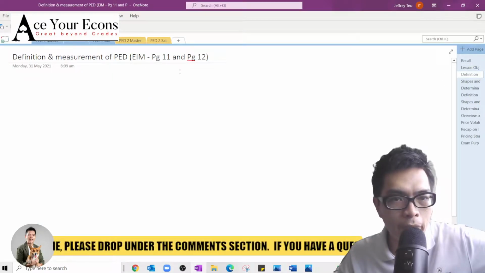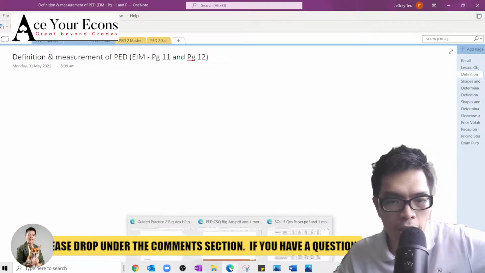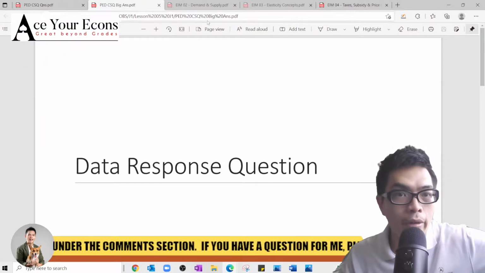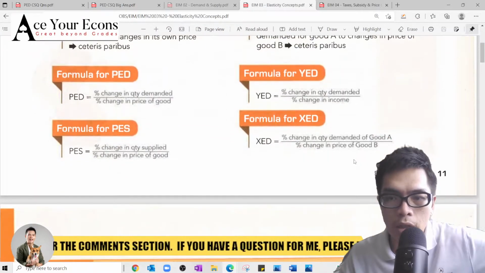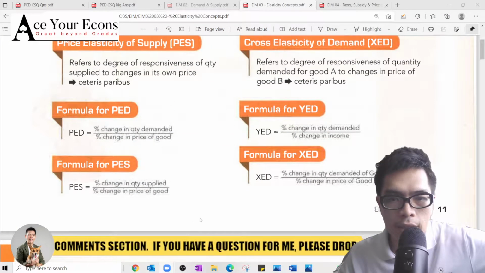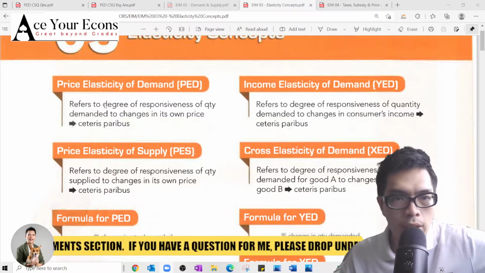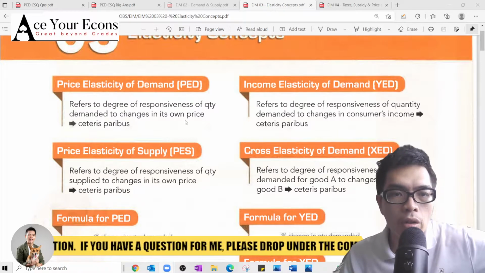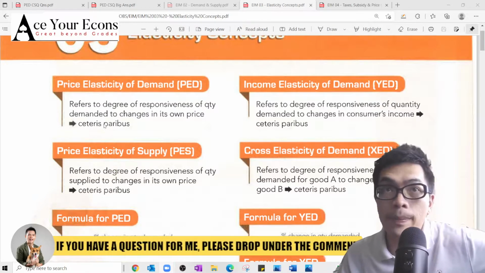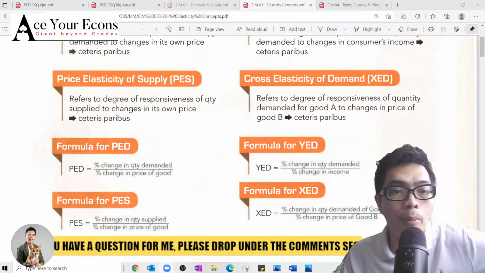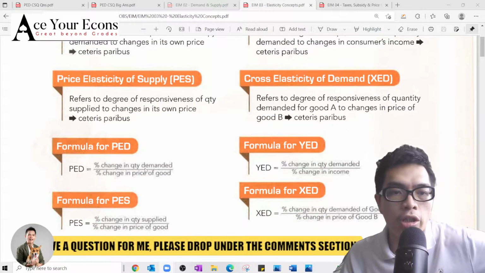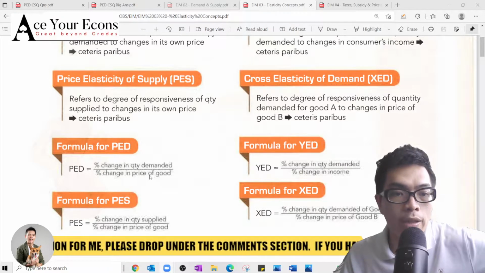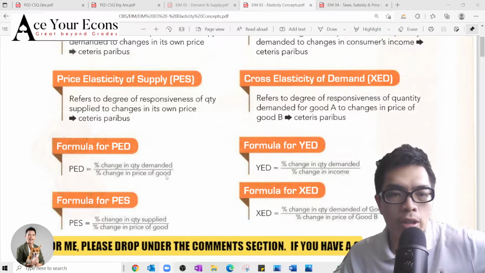Definition and measurement of PED. Let's look at page 11 and page 12. Alright, so we can see that your PED, this is the definition. I've highlighted the important keywords. You want to be concerned about ceteris paribus, and the formula: we are looking at the percentage change in quantity demanded with respect to the percentage change in price of itself, ceteris paribus.